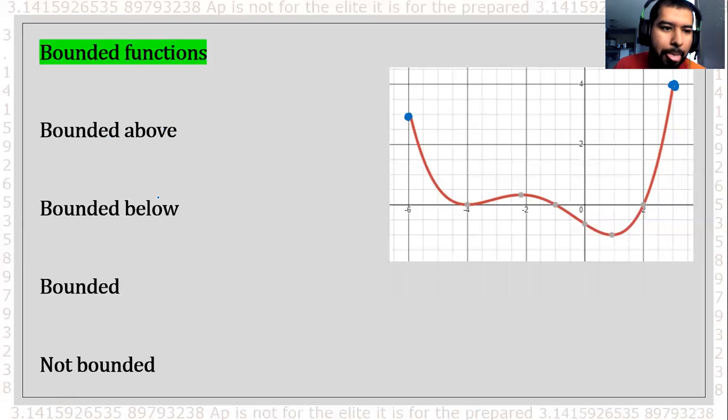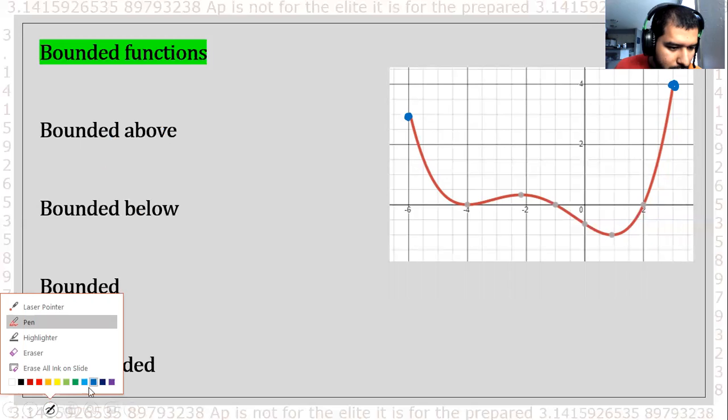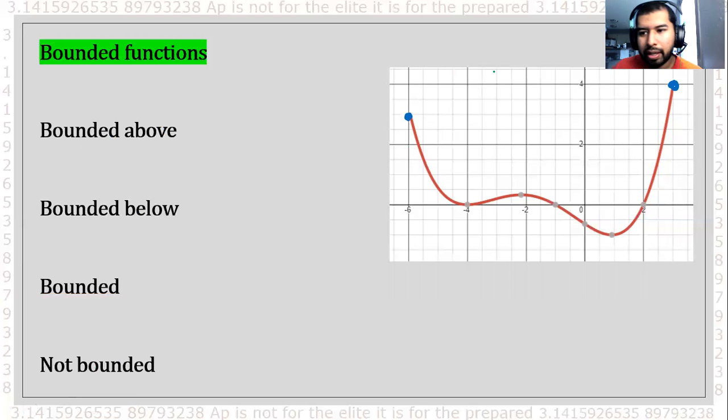So let's look at this one. If I was to put a line right at the top, right here, will this function pass it? No, because it has these endpoints, meaning the function stops at its height. So it is bounded above. This is called bounded above. Now, can we put a little dotted line at the bottom?